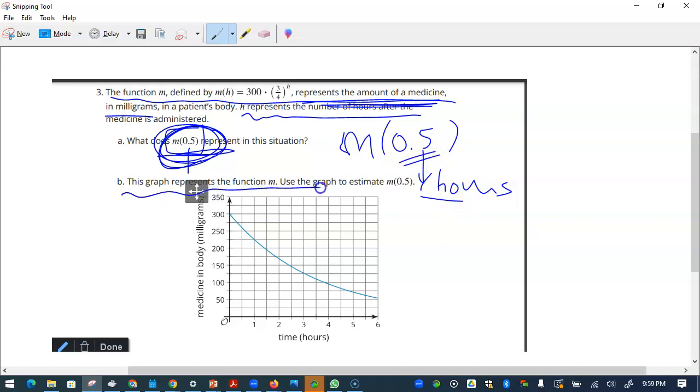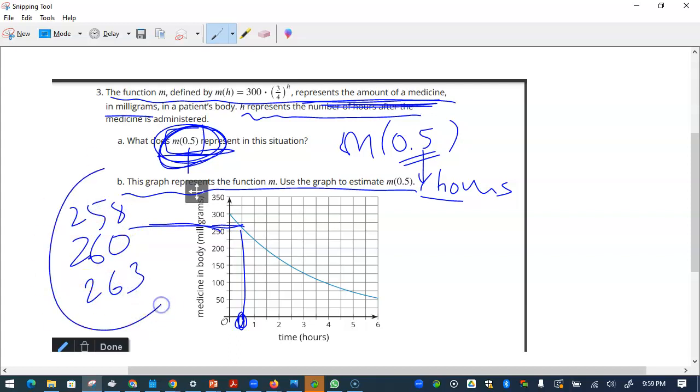The second question asks, if you see the graph, can you figure out where the answer is? You just go like this. This is 0.5. And here you can see it is almost like 260. You can write 258, you can write 260. It doesn't matter. So that's what that means.